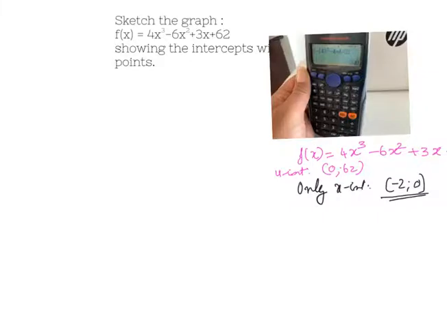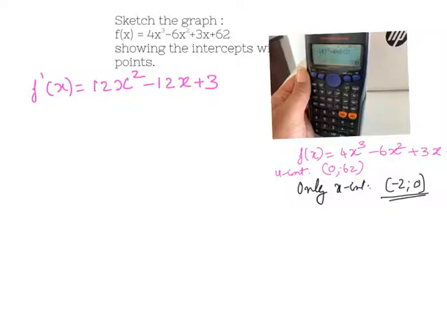Now my next task is to find the turning points. So to find the turning points, what will I do? I'll first find f prime of x. So what is my f prime of x? It is going to be 12x squared minus 12x plus 3. I hope that you are now comfortable. 4 times 3 will give me 12 and reduce the power of x cubed by 1, that is x squared. 6 times 2 will give me 12 and reduce the power of x squared, it becomes 1. And this becomes 3. That is my first derivative.